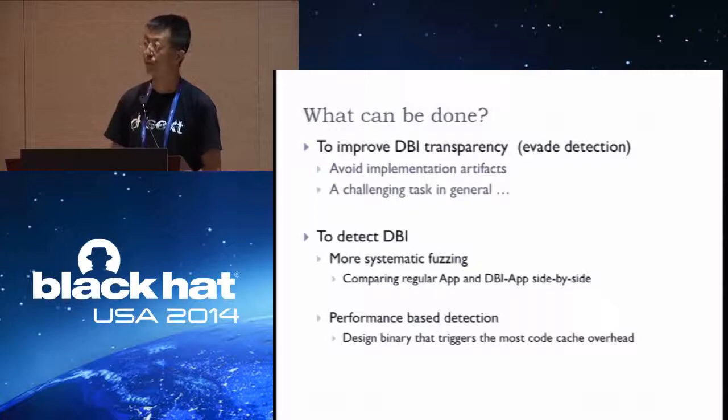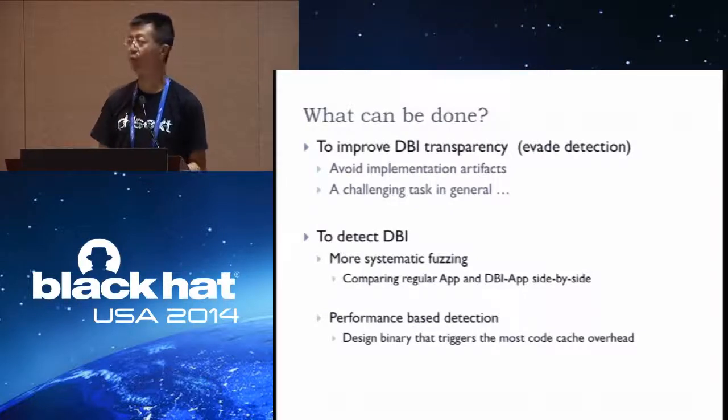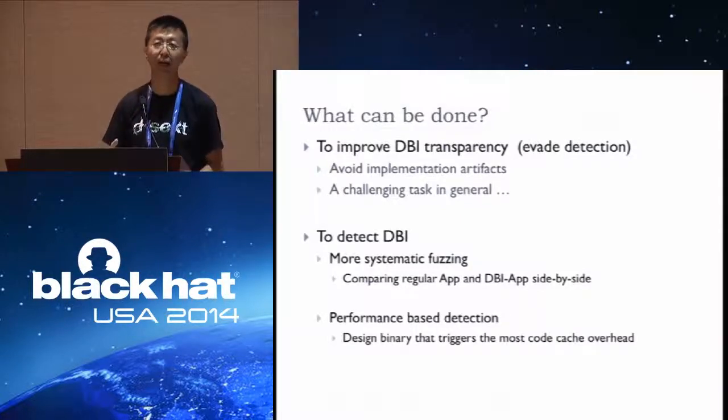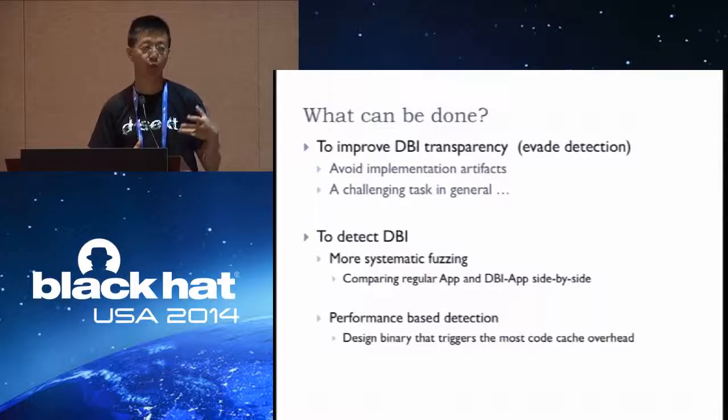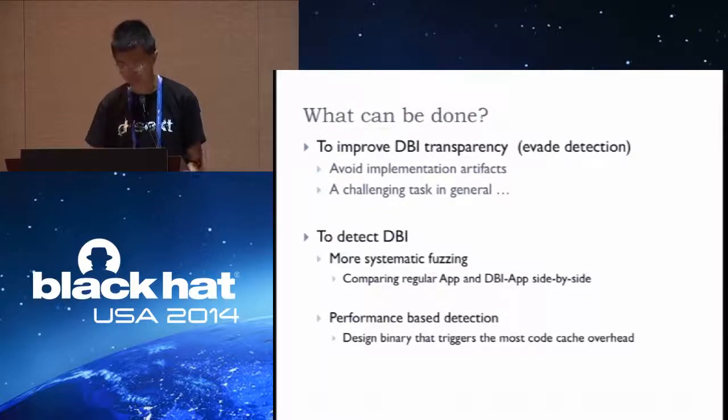If you look at it from the attacker's point of view, there's still lots of work you can do. We only scratched the surface, showing you a few ways you can detect the DBI. If you want to do more, for example, you can do a more systematic comparison between the DBI situation versus native execution side by side. You can probably write a more systematic fuzzer to do this.